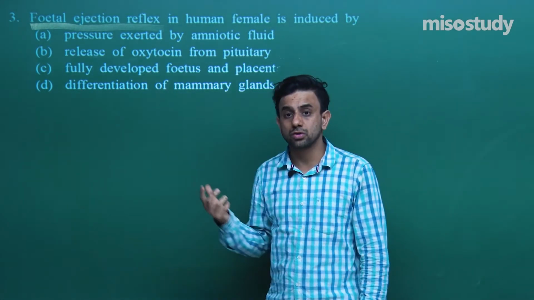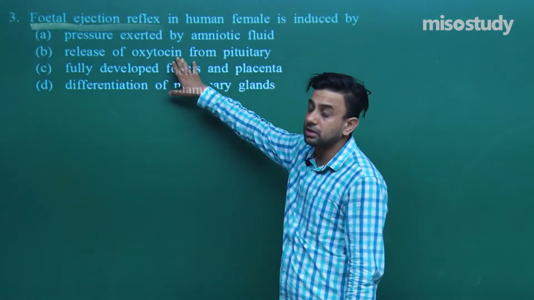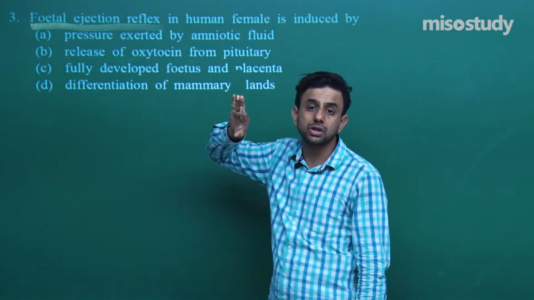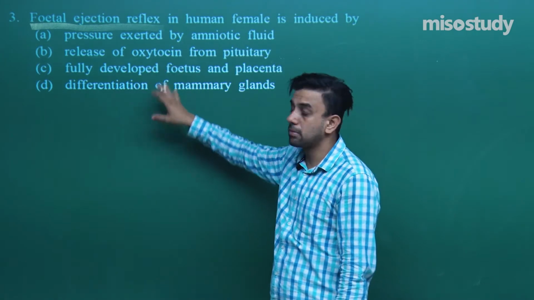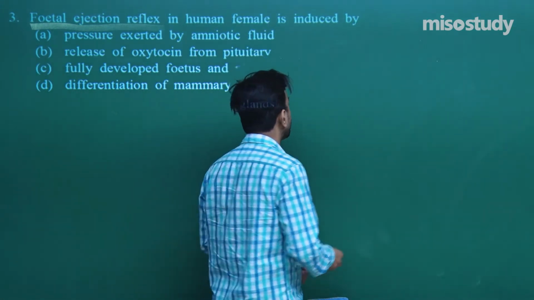And oxytocin also brings about the contraction of the myoepithelial cells of the mammary gland, thus producing milk, right.